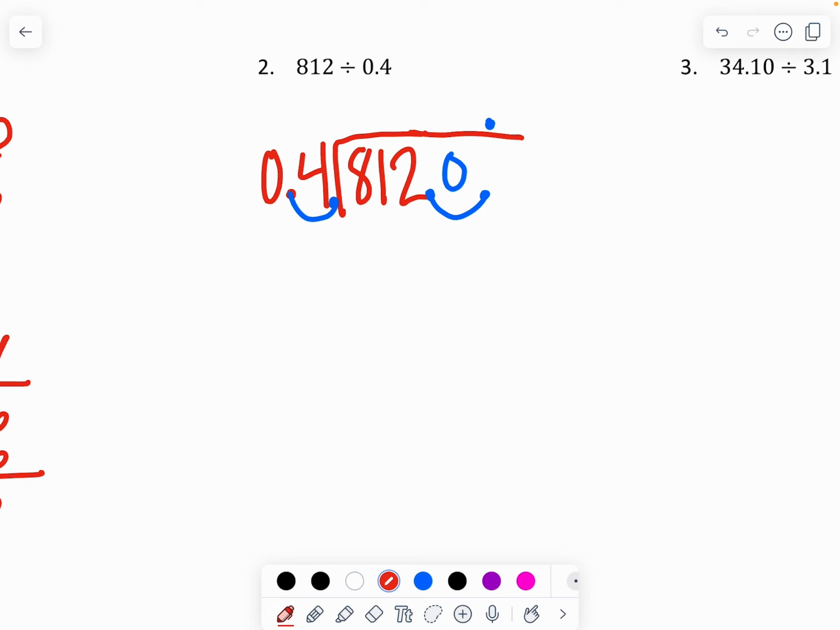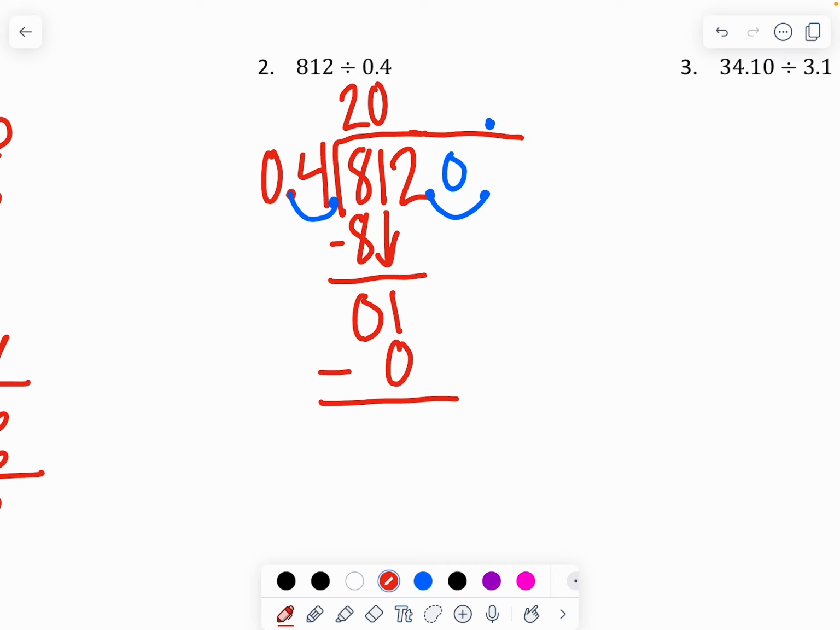So 4 can go into 8 two times. 2 times 4 is 8. So when I subtract 8 minus 8, I get 0. Bring down your 1. Well, 4 cannot go into 1, so I'm going to put a 0 above the 1. 0 times 4 is 0. So I subtract, 1 minus 0 is 1. Bring down the 2. 4 goes into 12 three times, so the 3 goes above the 2. 3 times 4 is exactly 12, and 12 minus 12 is 0.